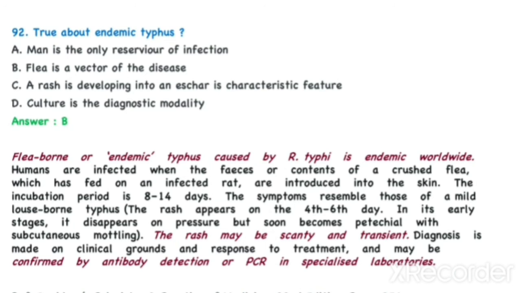In its early stages, it disappears on pressure but soon becomes petechial with subcutaneous mottling. The rash may be scanty and transient. Diagnosis is made on clinical grounds and response to treatment and may be confirmed by antibody detection or PCR in specialized laboratories. Reference from Davidson's Principles and Practice of Medicine, 22nd edition, page number 351.